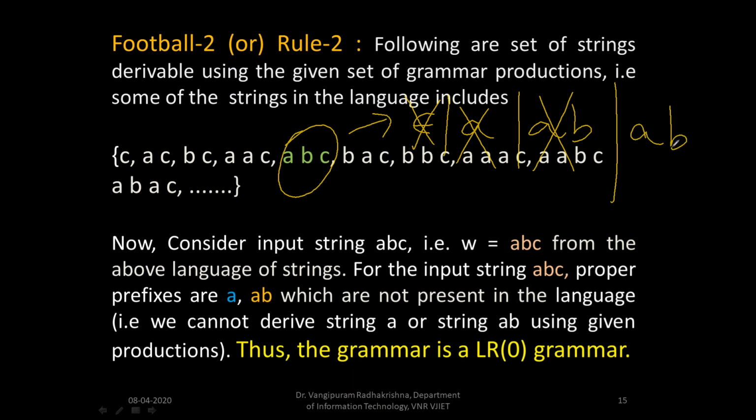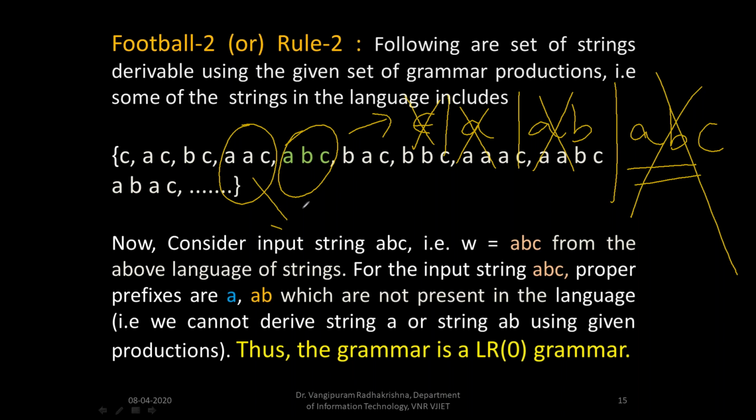The final prefix that you can get is ABC, but ABC is a string itself, so we are not considering this one. So if you take some string ABC, we are unable to prove that there is some proper prefix for this string. Now instead of ABC, assume that you have AAC at your hand.